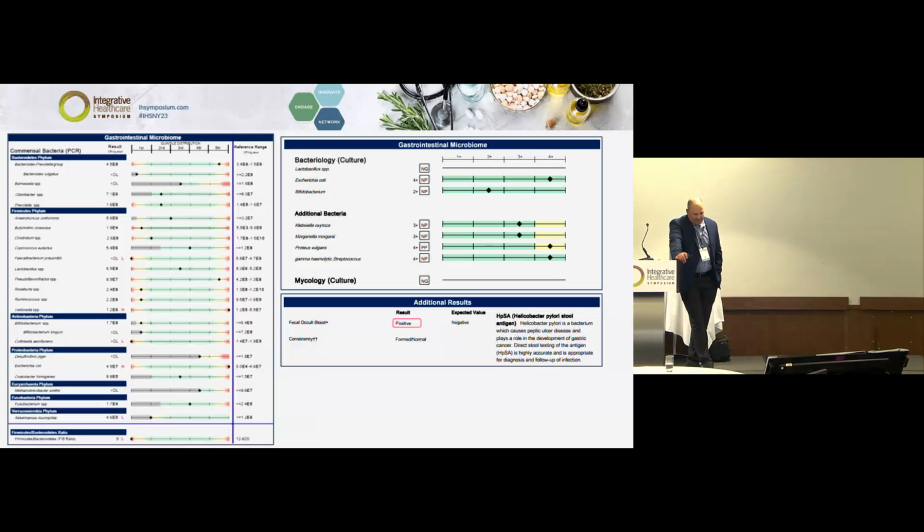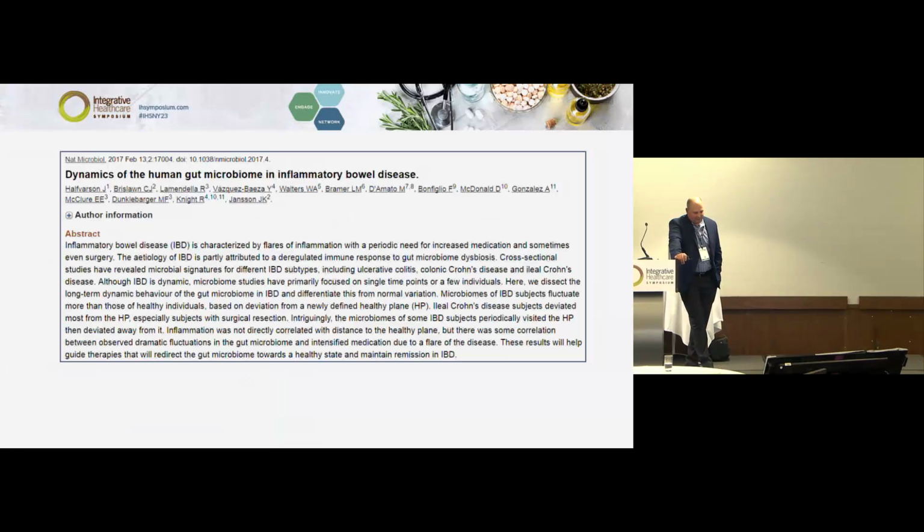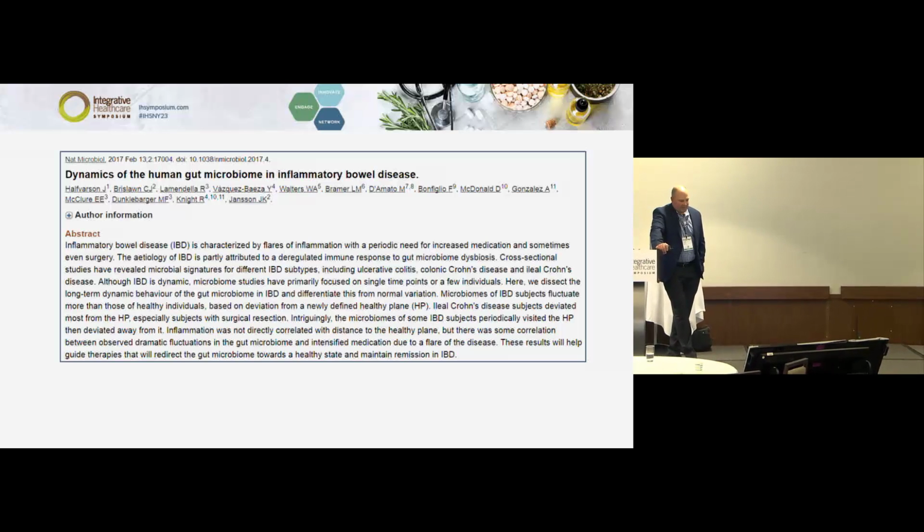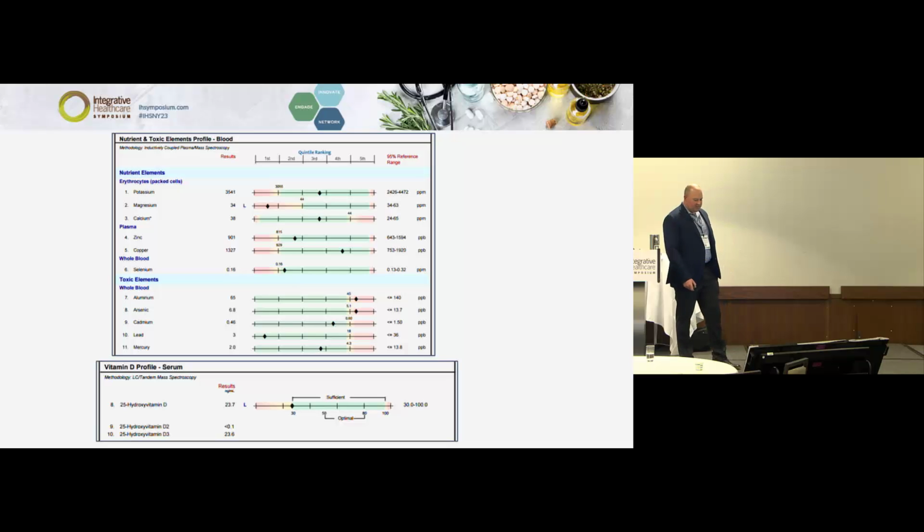But again, here's a study on the dynamics of the gut microbiome in inflammatory bowel disease. As Dr. Brady mentioned yesterday, the adult microbiome is typically stable, but we see a lot of instability with a lot of these autoimmune conditions. So she had some low magnesium issues. You can see low vitamin D. This is a true deficiency because she's below 30.